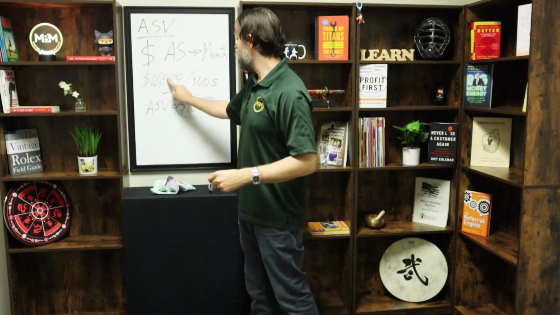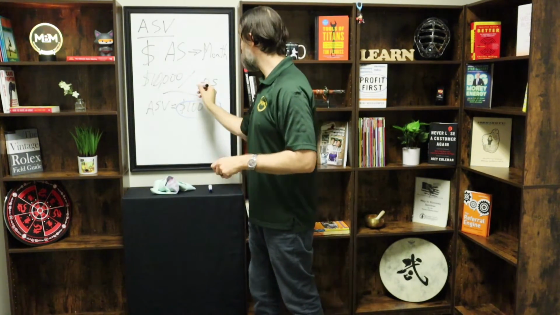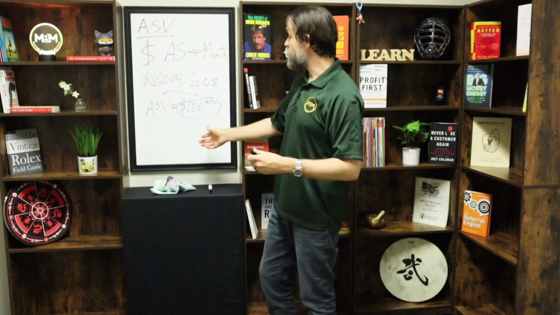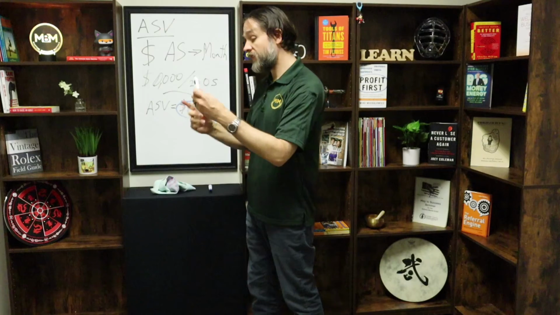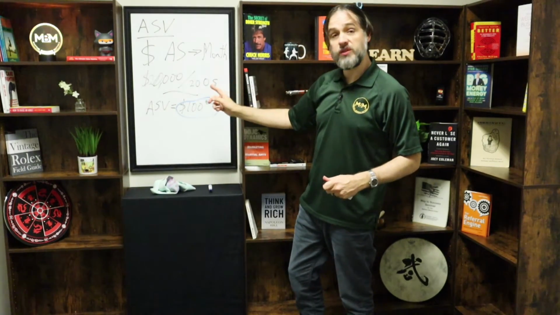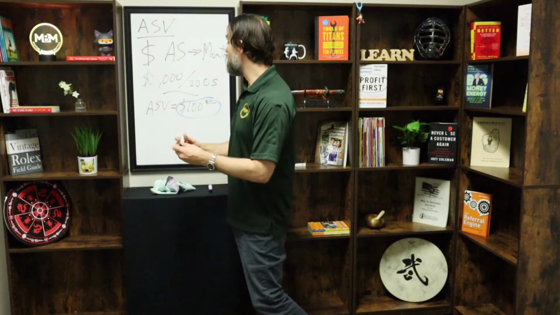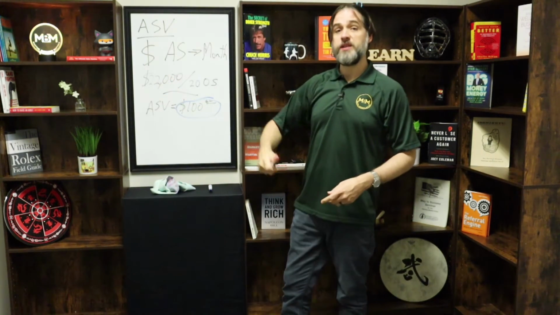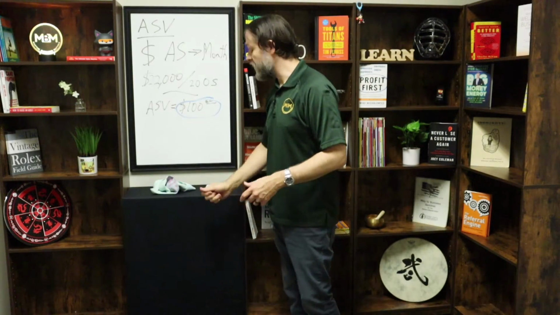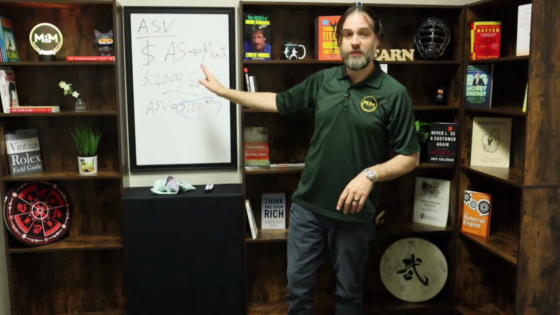Let's say that average student value is 100 bucks, but instead of 100 students, we have 200 students. In this case, obviously, if we had 200 students at $100, then the revenue would be $20,000. If we increase the average student value by 10 bucks, what's 10 times 200? 2,000. So we can raise the average student value to get an increase to the gross revenue of $2,000 just by raising the average student value by $10.